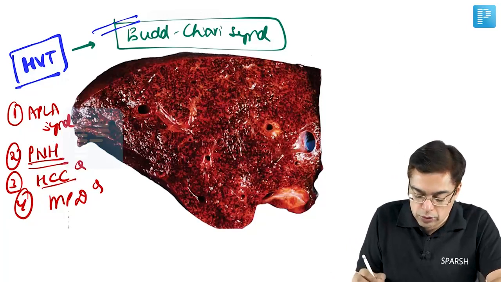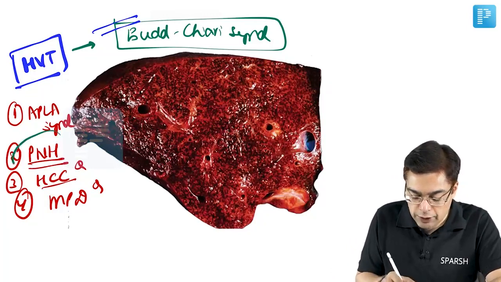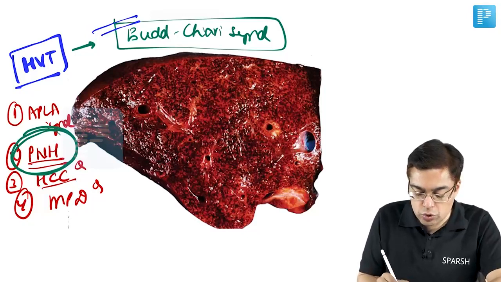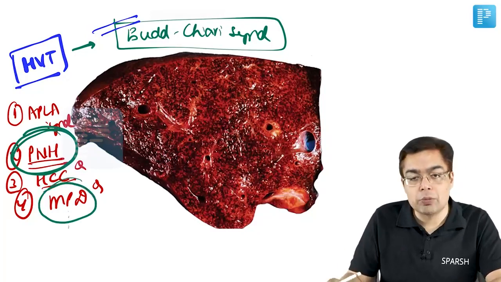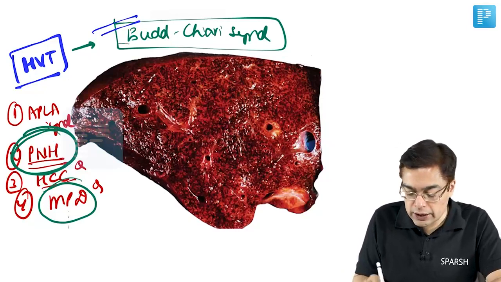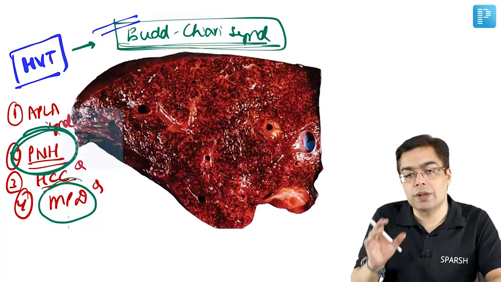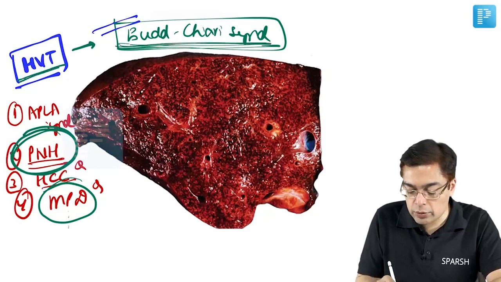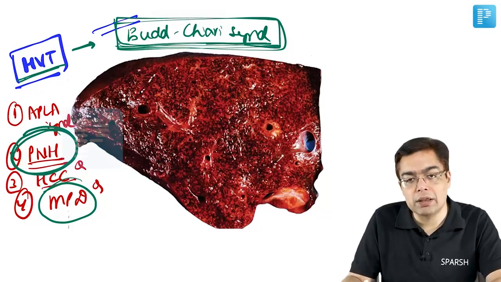Particularly with respect to the questions that have been asked in the exam, they've asked you the cause of death in a patient having PNH. They've asked you the cause of death in a patient suffering from something like the myeloproliferative disorders, and yes, this kind of condition is associated with a high rate of mortality. So hepatic vein thrombosis contributing to a high rate of mortality, this is what you need to keep in mind, Budd-Chiari syndrome.